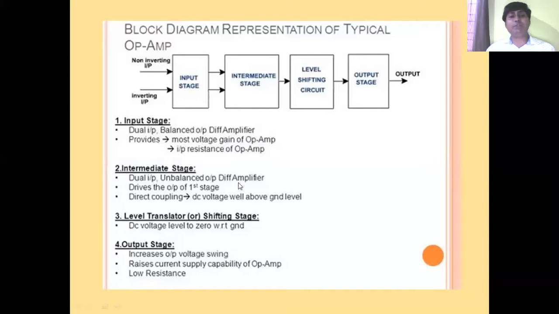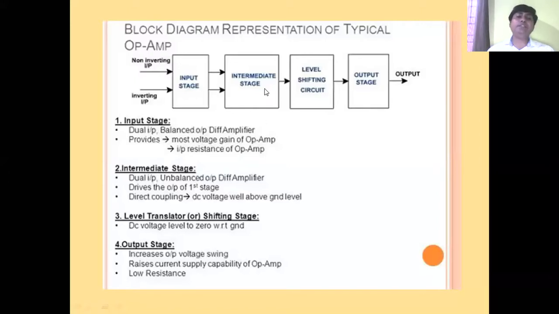It drives the output of a first stage. Then it is directly coupling DC voltage well above ground level. So here what it will do is directly couple the DC voltage above the ground level. So for that reason we will use it.